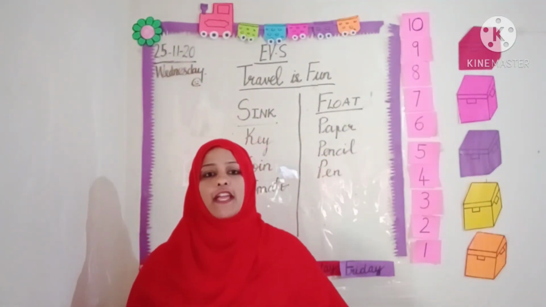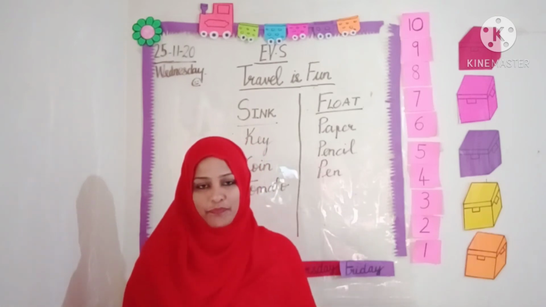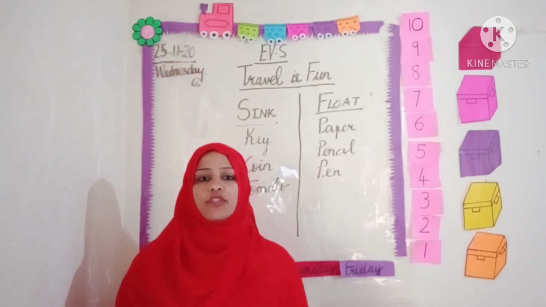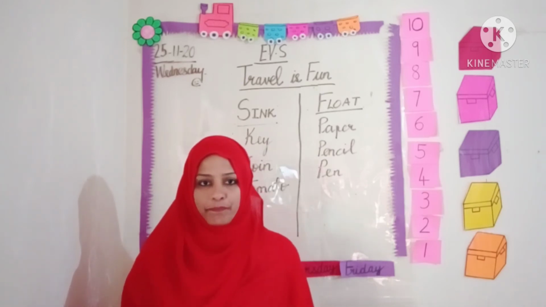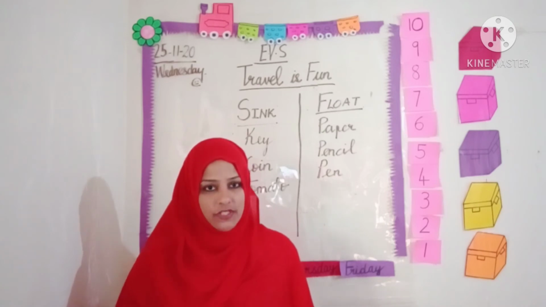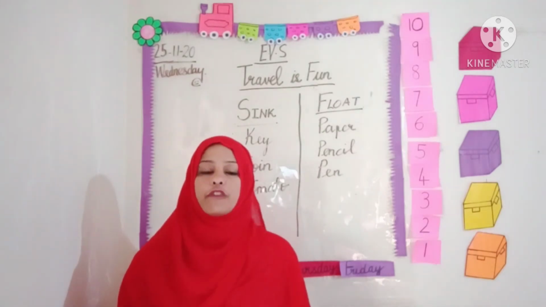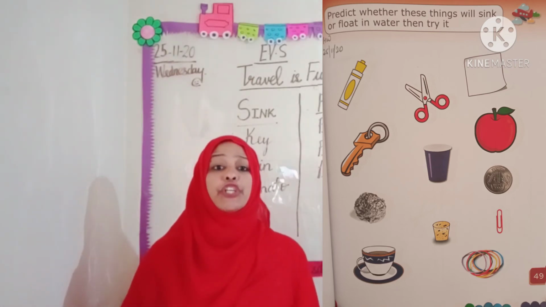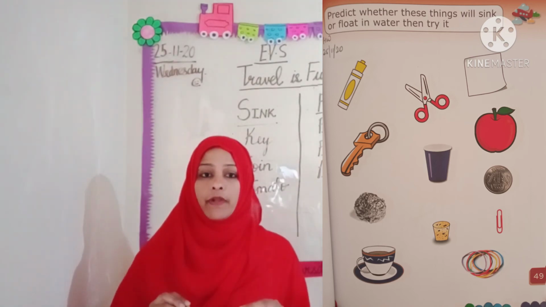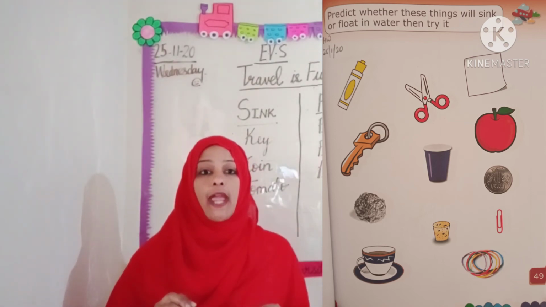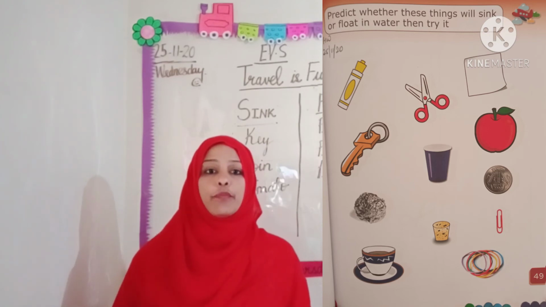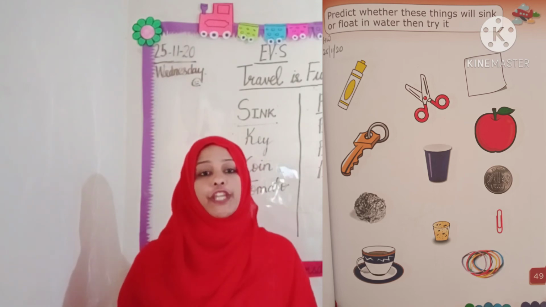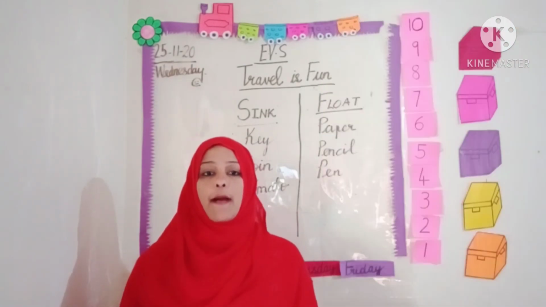And now it's your homework time. For your homework, the teacher is going to show you a picture in your book. Here there is an activity, okay, on page number 49 of your EVS textbook. You need to do this activity at home, okay? You need to check with all the things at home. Try putting it in water, okay?